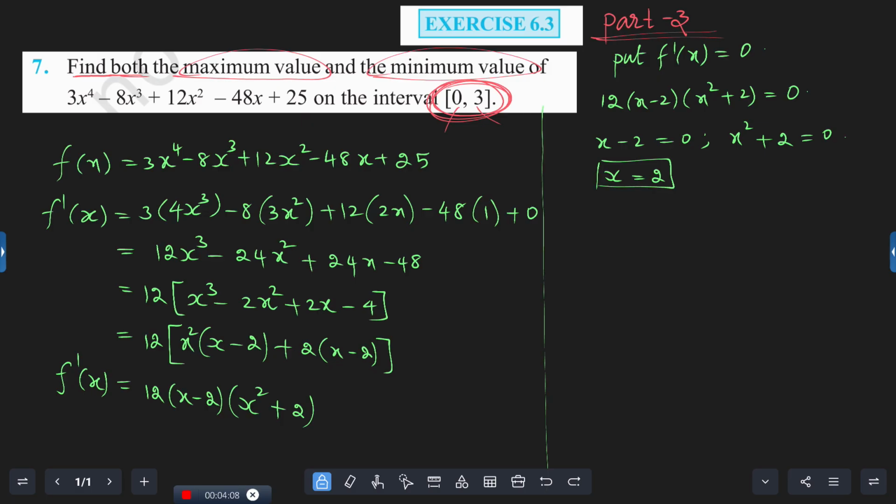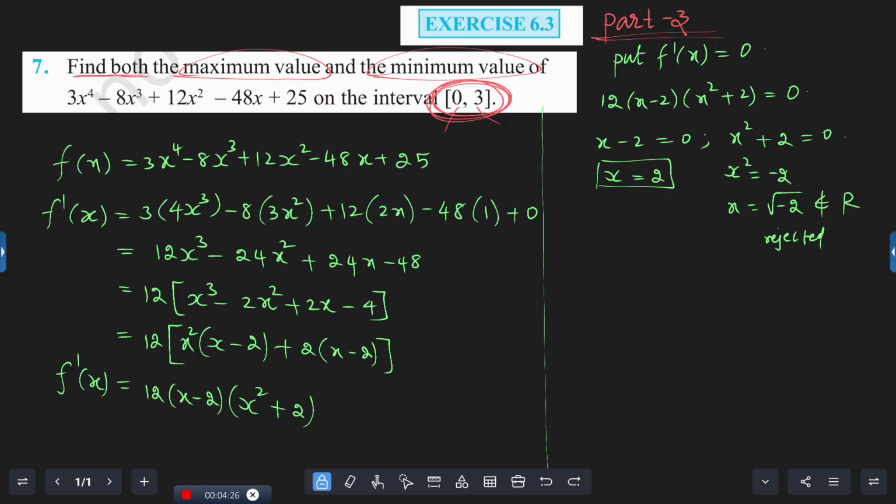Now x square plus 2 equals 0, so x square is equal to minus 2. Then x is equal to the square root of minus 2. This does not belong to the real numbers, so it is rejected.